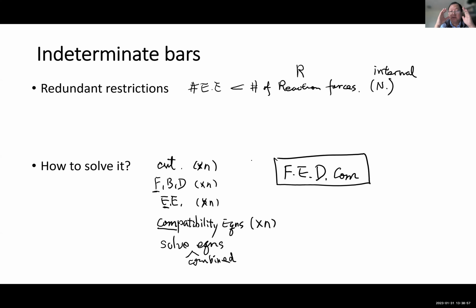And this is actually a very general approach. Here we talk about elongation bars, the indeterminate ones. Later on, we talk about shafts, indeterminate shafts. It's the same as FED.COM. And then we have the beams, same FED.COM. So for all indeterminate structures, this basically gives you an outline approach, a roadmap for how to solve this kind of problem.